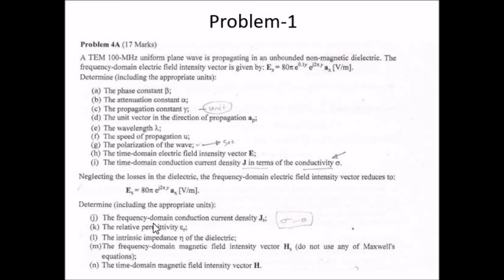Now, you can find the conduction current density. As sigma is 0, the conduction current density will be 0. Then you can find the relative permittivity epsilon r, intrinsic impedance eta, and the frequency domain magnetic field intensity Hs. It is said not to use Maxwell's equations, so you can use the expression you learned, that is Hs equals a_p cross Es over eta, and then the time domain magnetic field vector. The next slide shows the solution to this problem.